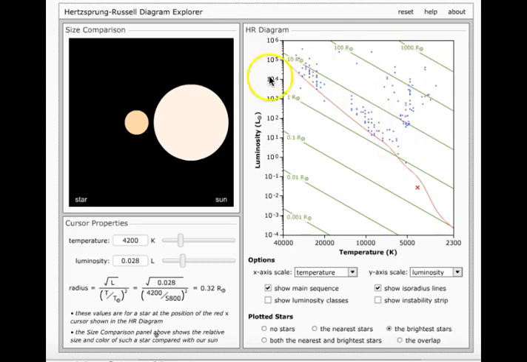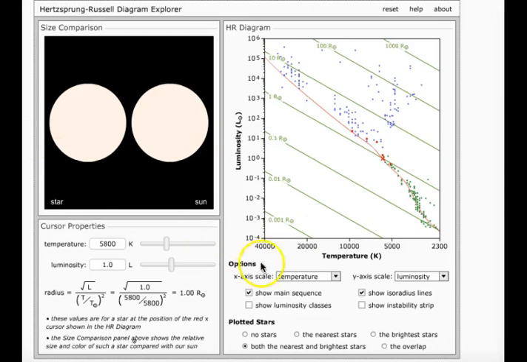So these blue dots are the collection of bright stars in the night sky, and you can also notice down here at the bottom you can plot both of them. So the green is the nearest stars and the blue is the brightest stars, and that is the data set that we have for our lab.